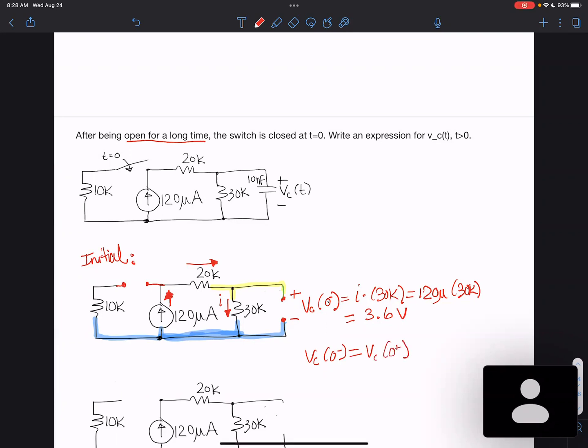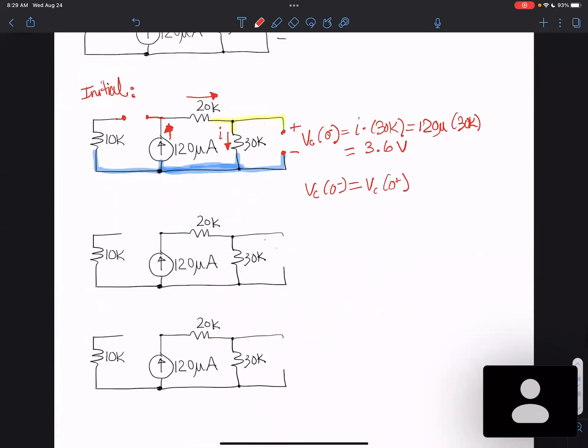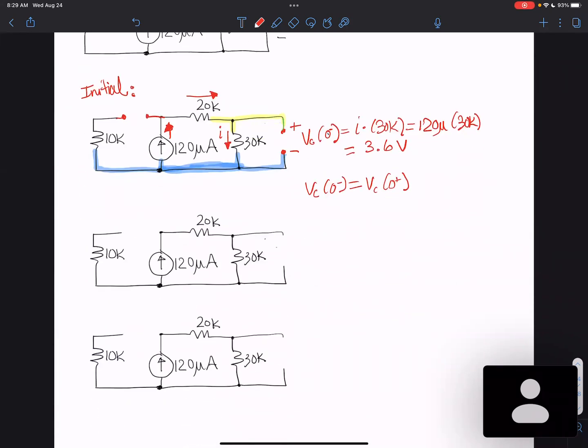If I was solving for a different element in the circuit, I would need to redraw again and use a voltage source for that capacitor. And then I would solve that, and that would be the initial value. But for now, we'll just stick with just the capacitor and just the inductor and go through these examples. Okay, so this is my initial value.